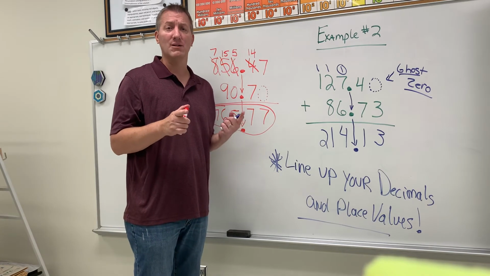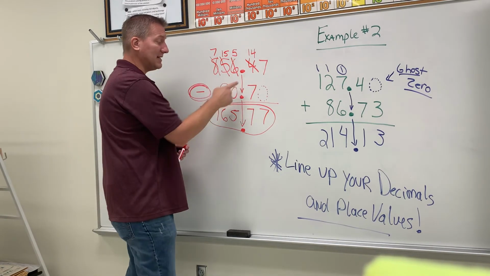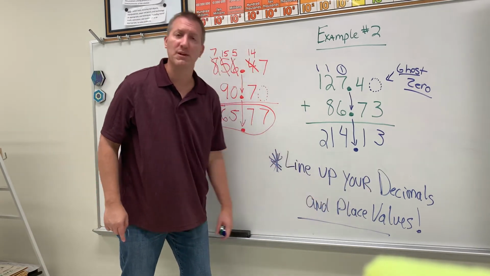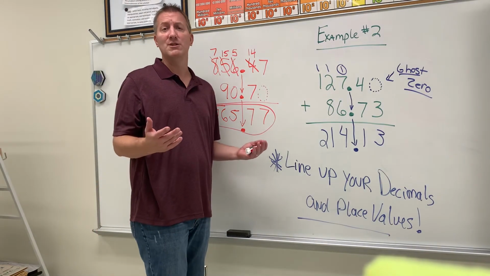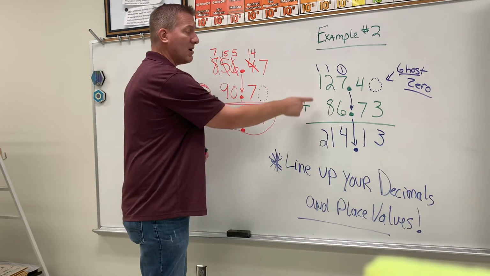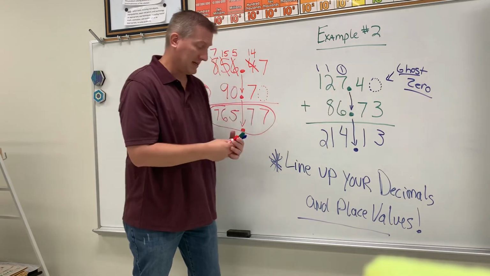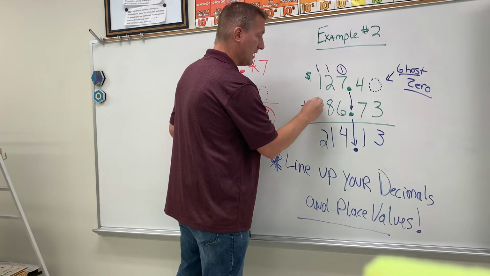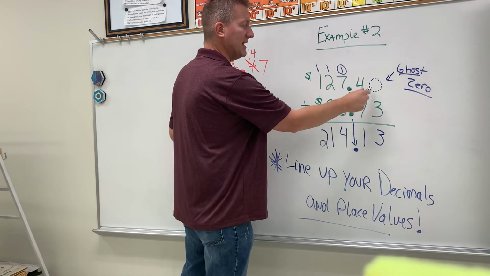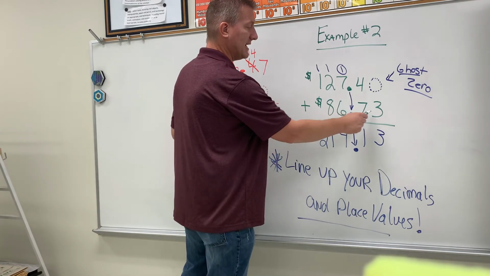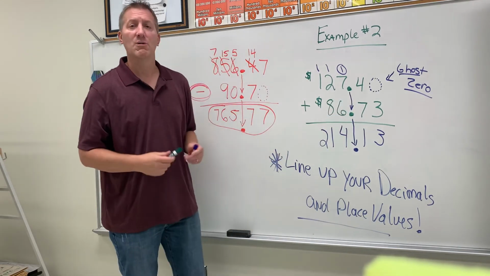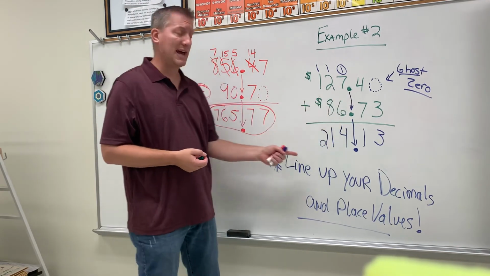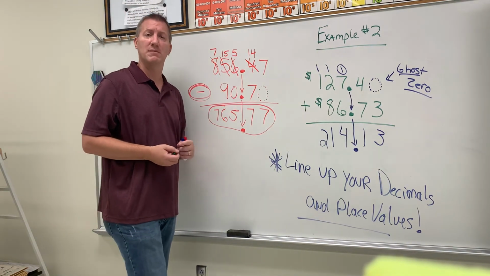Adding and subtracting with a decimal is really easy because you already know how to add and subtract whole numbers. Adding and subtracting with a decimal is simply lining up your decimals and your place values. That's all there is to it, okay? So now you can add money, because if I put a dollar sign in front of this, it could be dollars, couldn't it? Sure, I could put a dollar sign and make that $127.40, $86.73. So now, if I give you money problems, you can easily add or subtract those money problems.